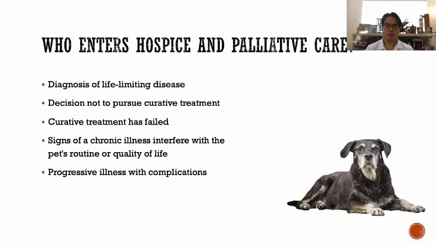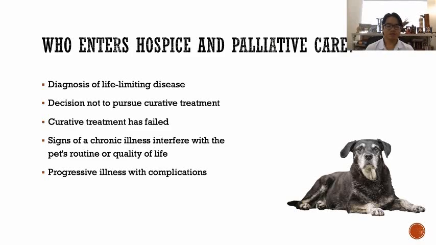So who enters hospice and palliative care? Patients that are diagnosed with life-limiting diseases. For example, cancer is the one that we see the most, especially patients with osteosarcoma, and also other illnesses such as, again, chronic arthritis or IVDD. Those patients may not get better, maybe only symptom care management at the very end stage of the disease. A decision not to pursue curative treatments is another way that we see those patients, because the owner doesn't have the money or the patient's not a good candidate for anesthesia, so they select palliative or hospice care.